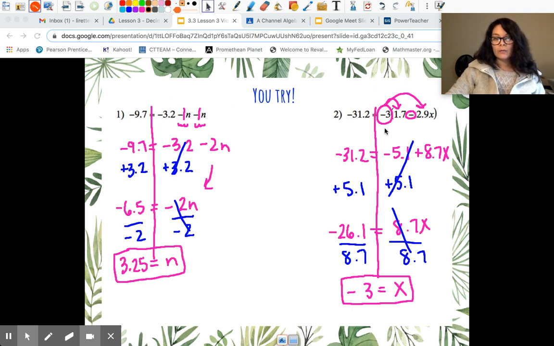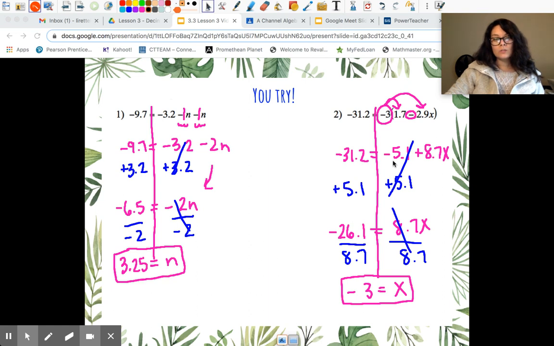Number 2, we have parentheses here, so we have to start by distributing. Take this -3, multiply it to each of the inside numbers. -3 times 1.7 will give you -5.1. -3 times -2.9, because it is a negative, be careful. Two negatives when I multiply give me a positive, and I get 8.7 as my product. This should have an x on it since the first number up here had an x.